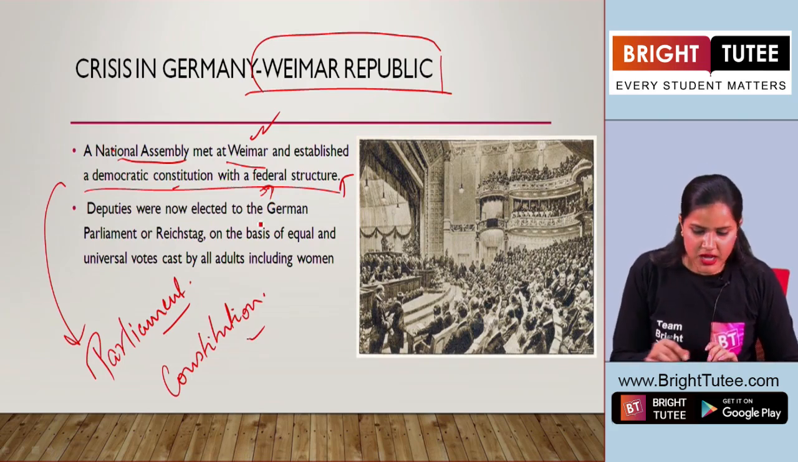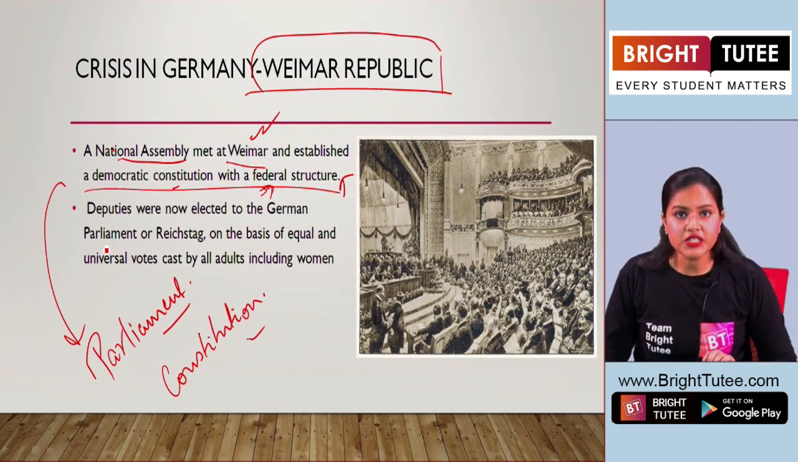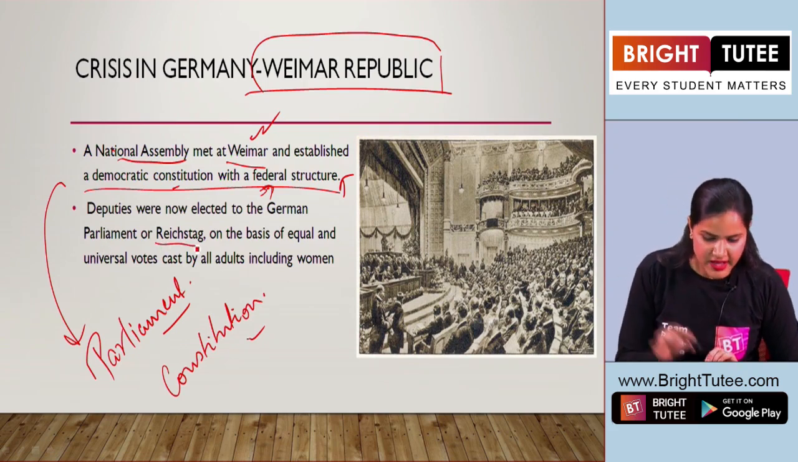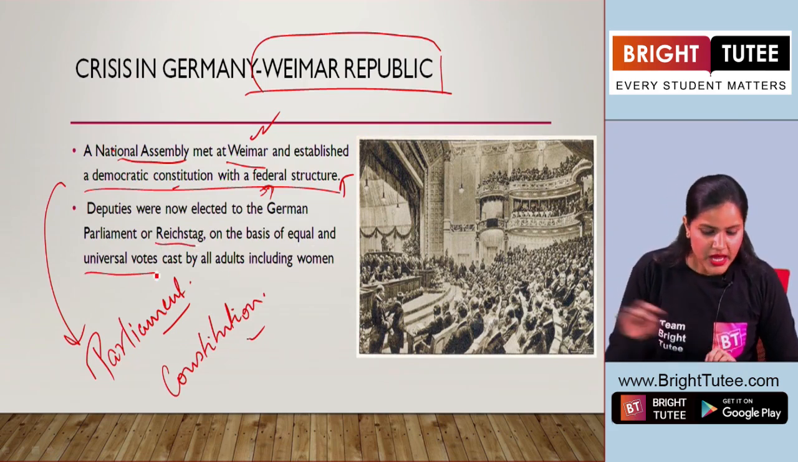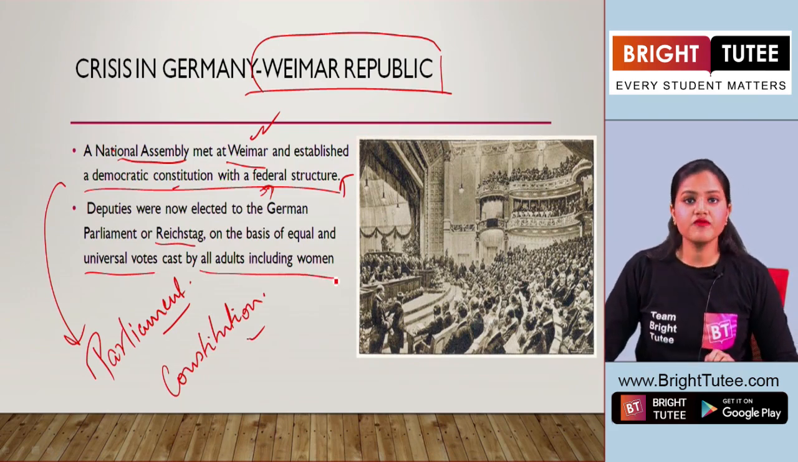Now, deputies were elected to the German parliament, also known as the Reichstag, on the basis of equal and universal votes cast by all adults, including women.